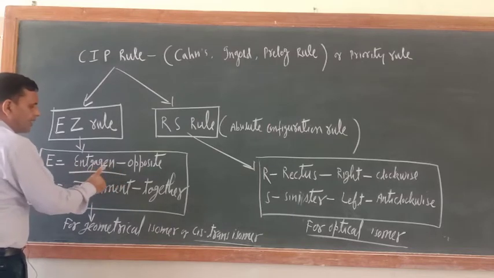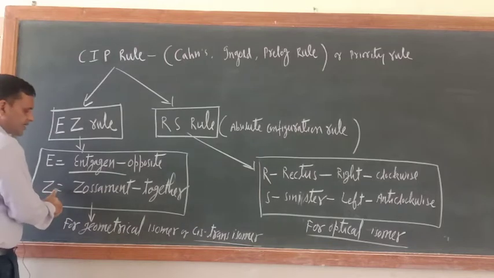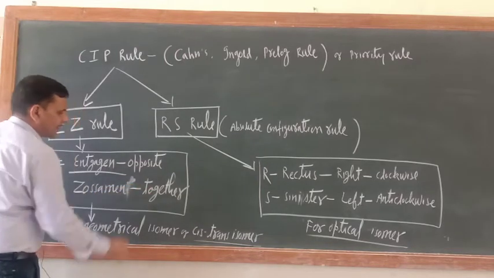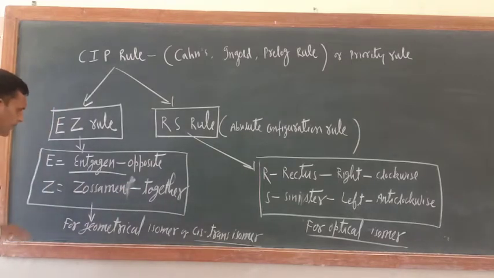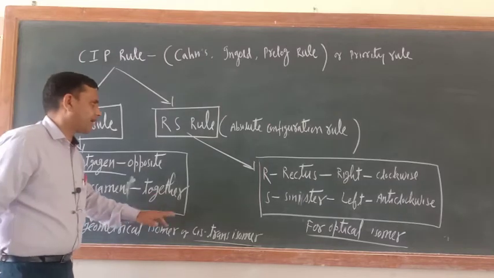Okay, the meaning of this one is opposite. Z means Jusamen. Jusamen means together. Okay, and the EZ rule is applicable for geometrical isomers, or cis-trans isomers.